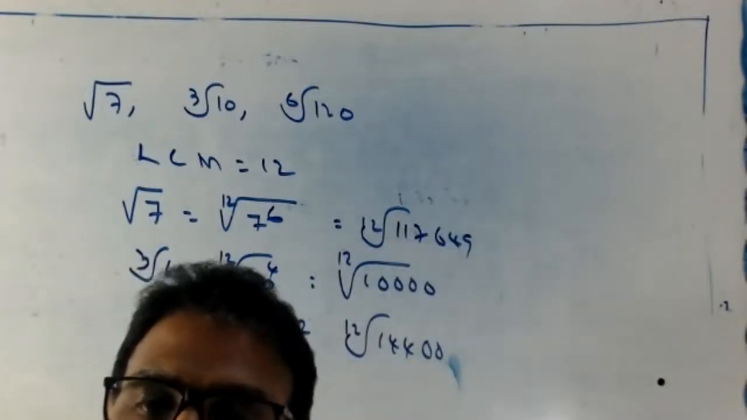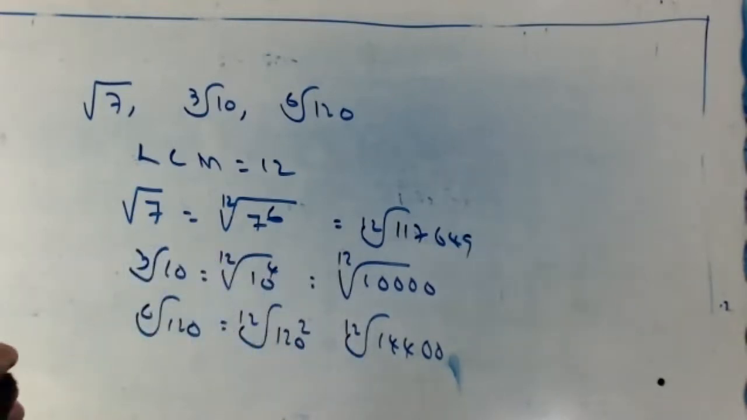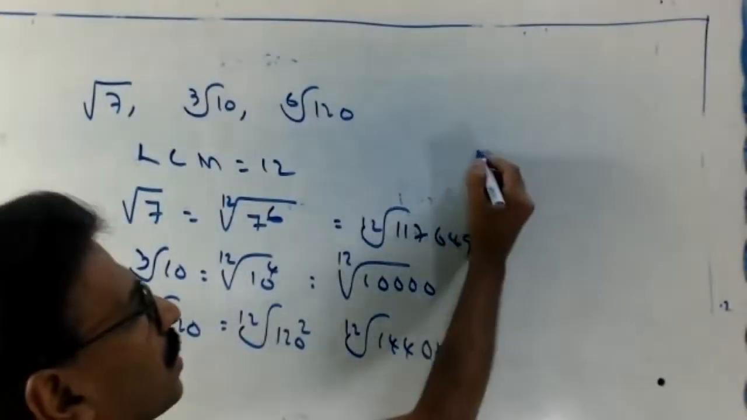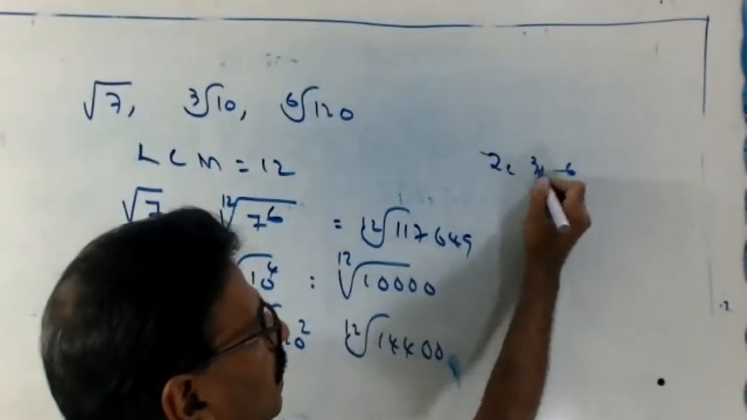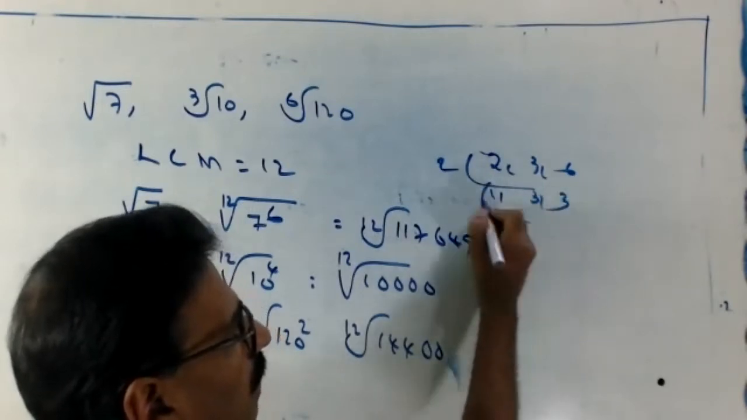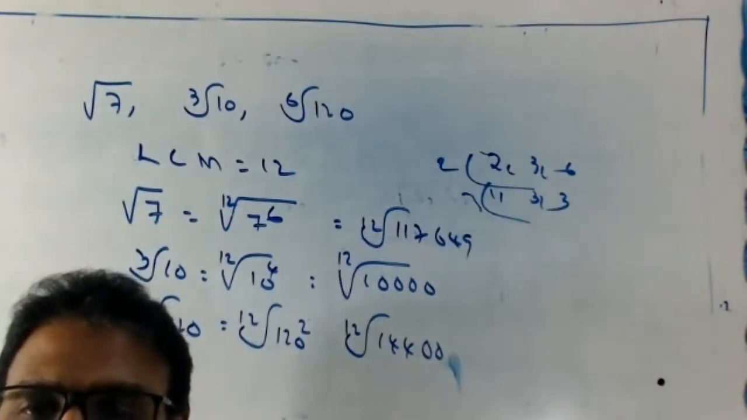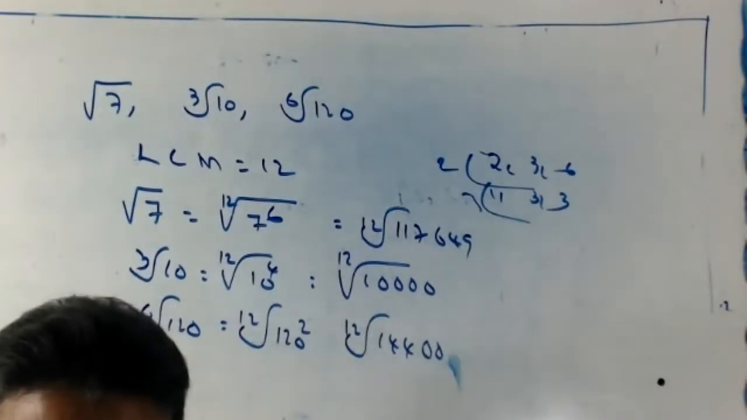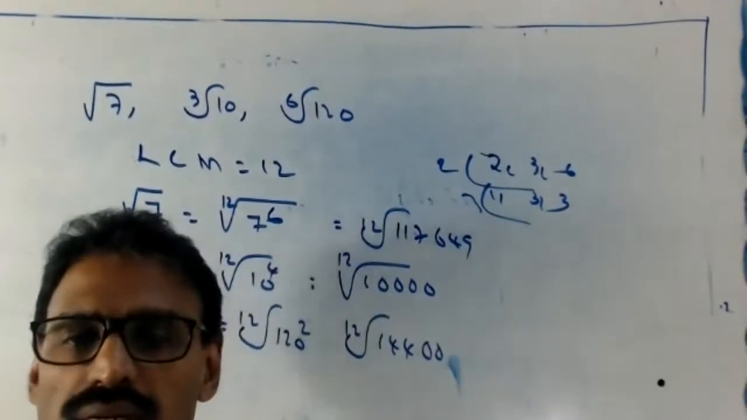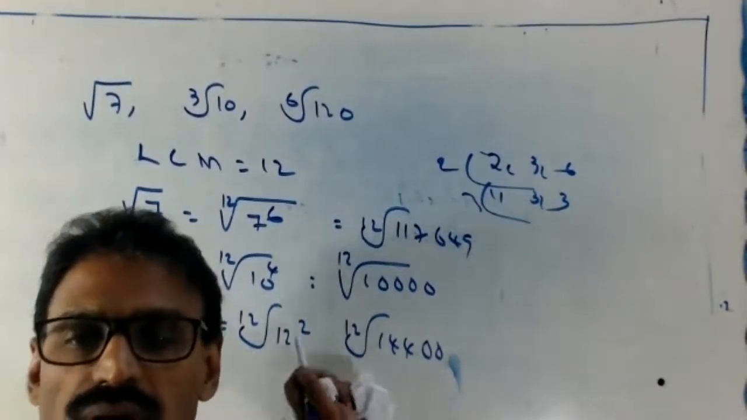Clear now? How come LCM 6? 3, 2, 3, 2. Oh sure, I didn't check that. 2, 3, 6. Okay. 2, 1, 3, 3. Yeah, LCM is 6 only. Somebody said here LCM is 12 again. Correct all. I didn't check. I don't think it is correct. Okay, correct it now. It's wrong.